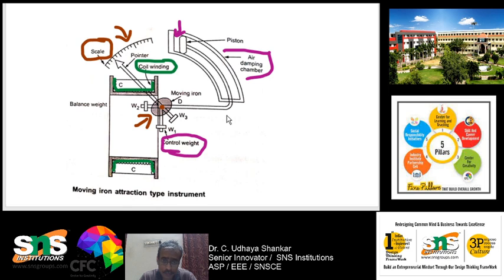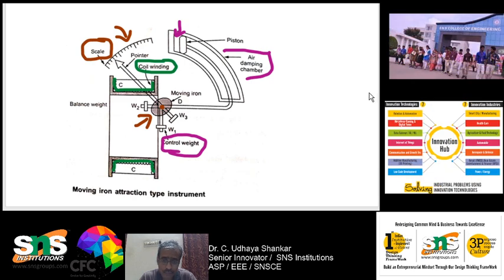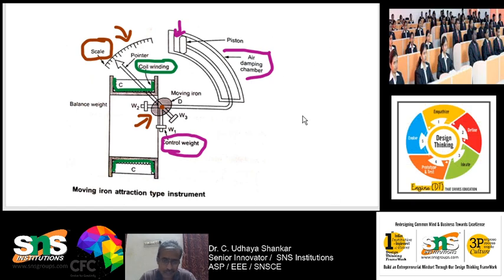Okay. So, according to the magnitude of the current, the moving iron will be attracted more, and because of which the pointer will be deflecting to a very high value. So, this is what happens in the moving iron instrument, the moving iron attraction type instrument. The moving iron is getting attracted, so that is why it is called attraction type. Okay.